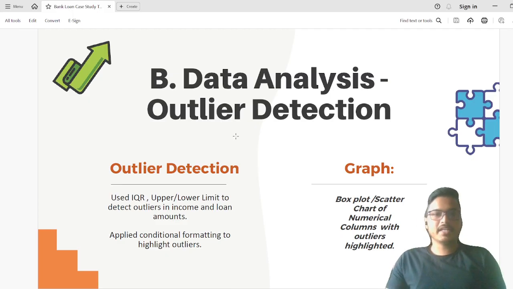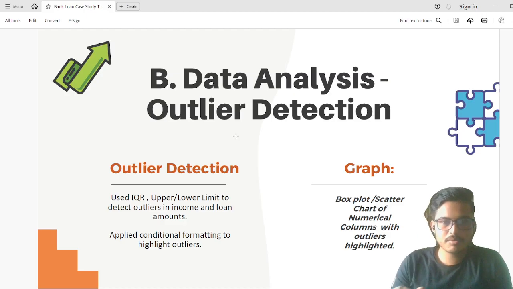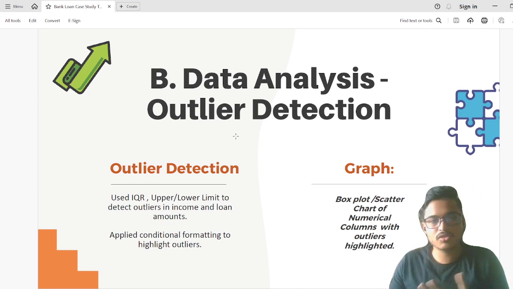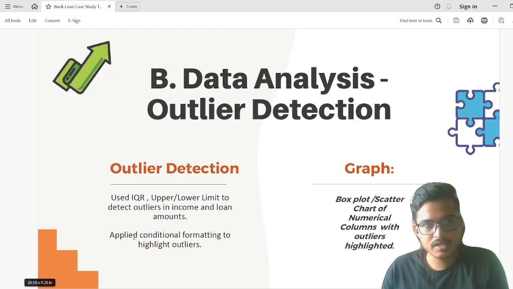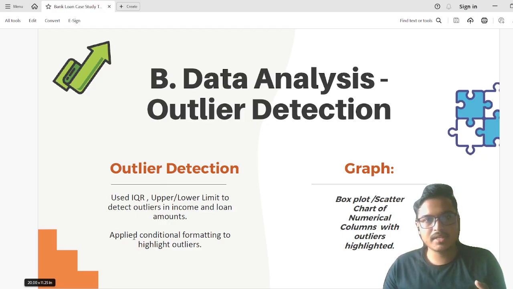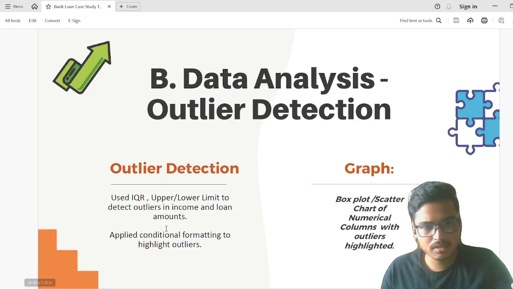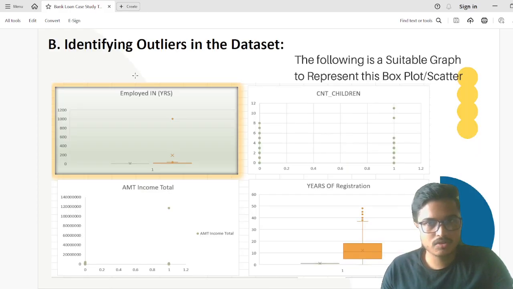Okay. So the data analysis, outlier detection. We have used the box plots, the scatter chart, and the numerical columns with the outliers highlighted. As explained, we have used the interquartile range, with a lower limit and upper limit, to detect the outliers on the incomes and loan amount. Again, we applied conditional formatting to highlight the outliers. After this, we will be changing these columns with our average value. So this is the graphical representation of the outliers in the employed column.